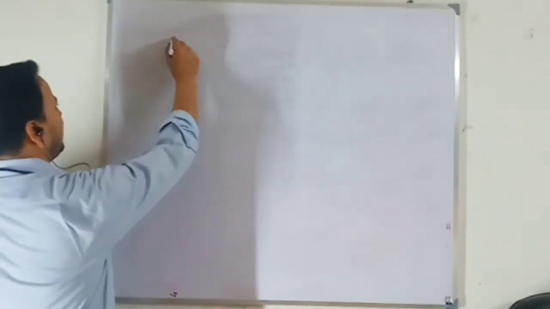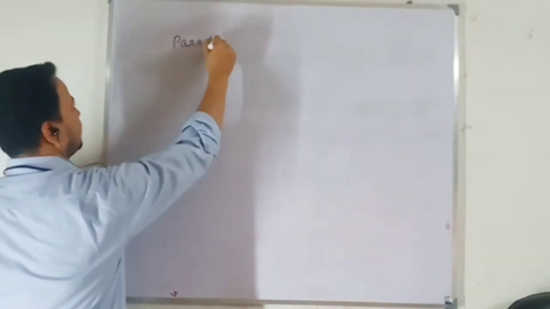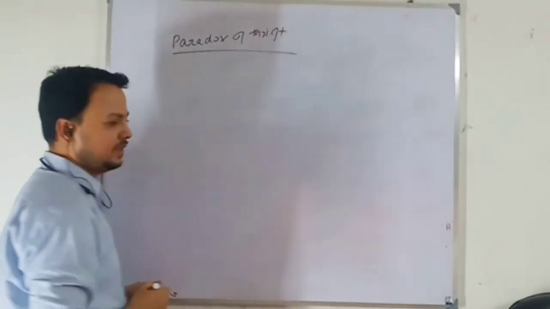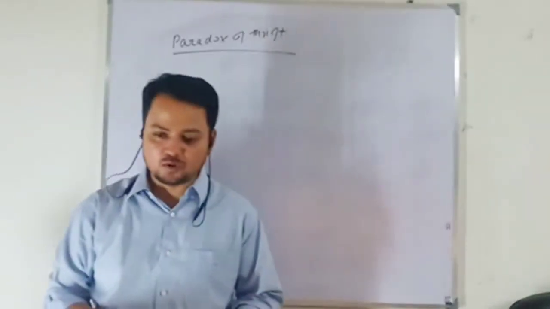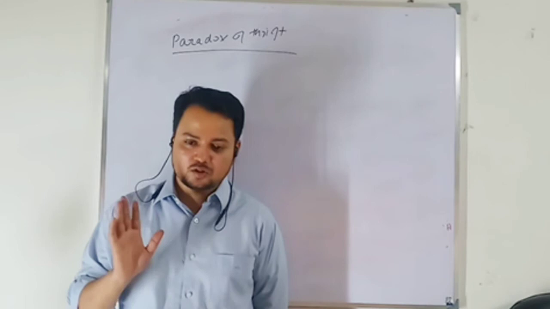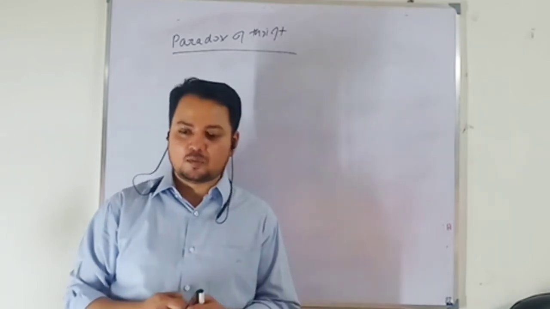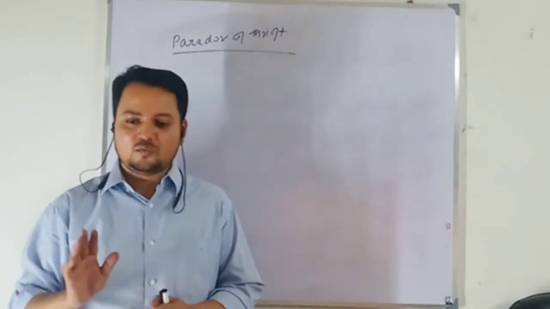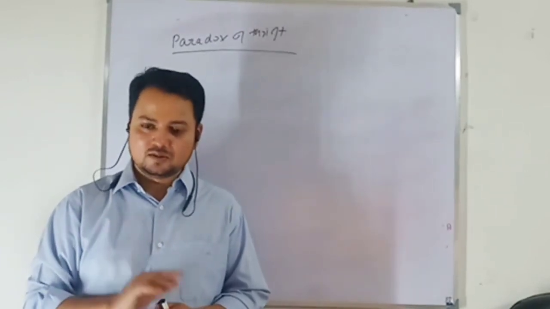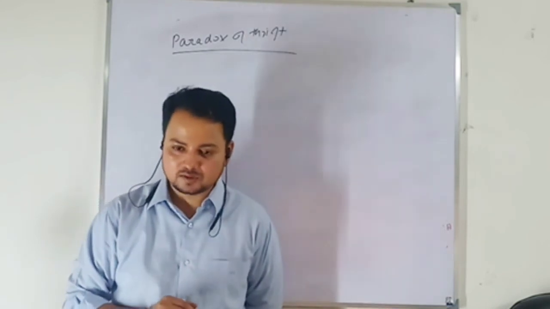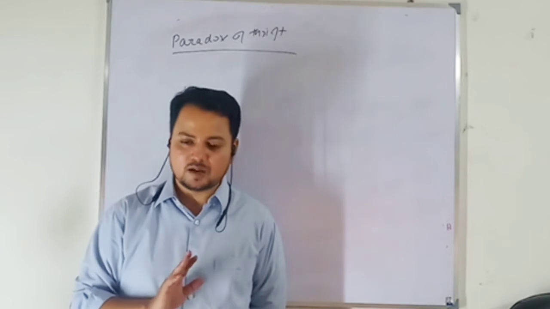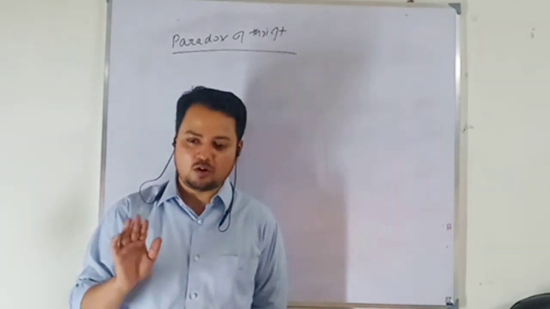So when we are talking about the paradox of thrift, that means saving. We say that when you save more, it will be good for you; you will have more income. But paradox of thrift: when all people in the economy start to save more, your national income will decline. So that is why it is called paradox of thrift. Your national income or output will decline.